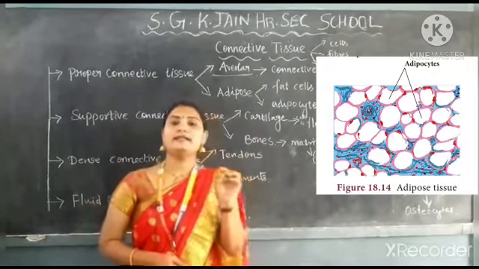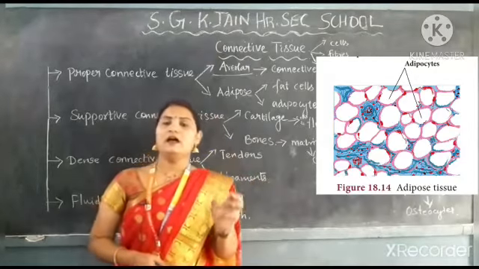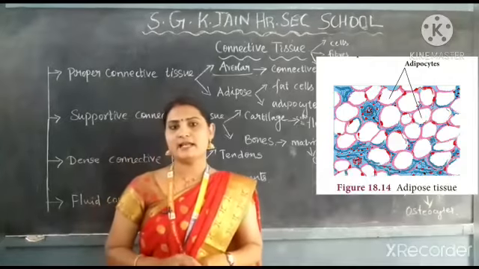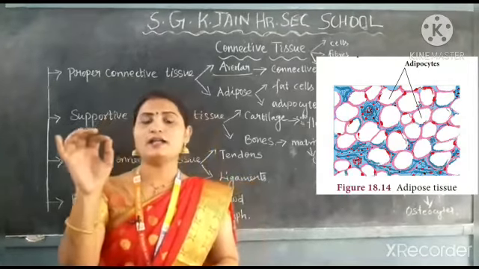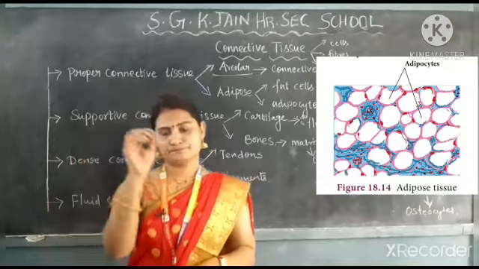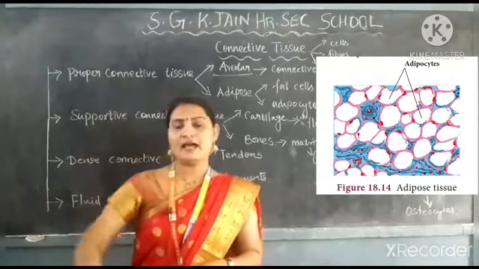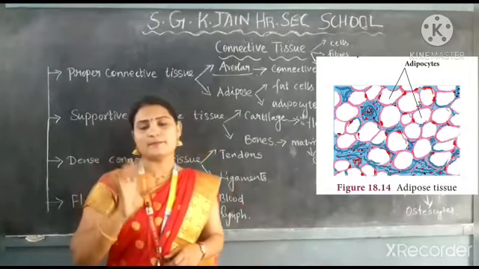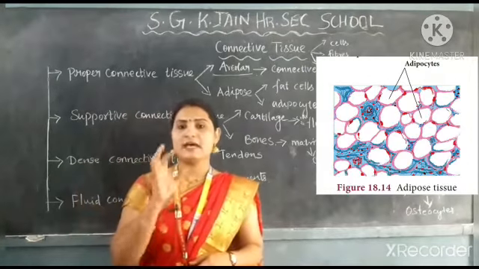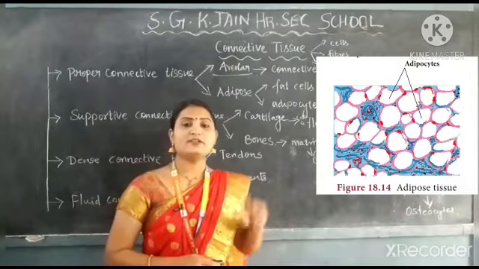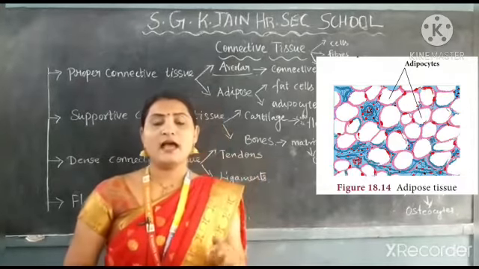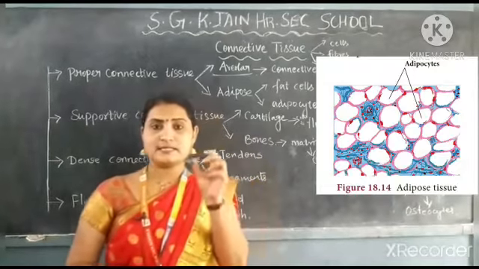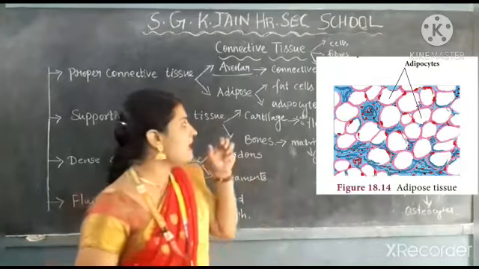Also it acts like a shock absorber, since it is made up of fat cells. These fats are a poor conductor of what? Heat and any other external factor. So it acts as a shock absorber around the kidney and around the eyeball. Also it regulates the body temperature, and acts as an insulator of the temperature. How is it an insulator?